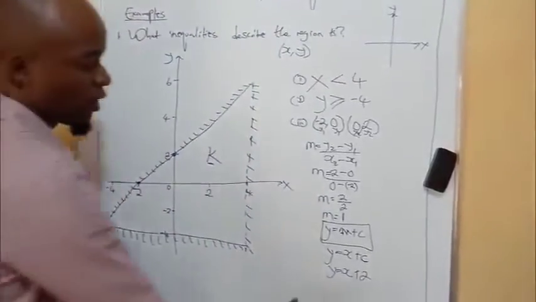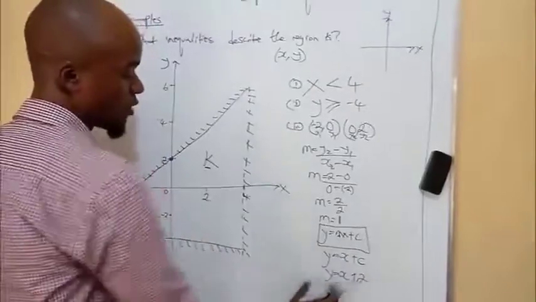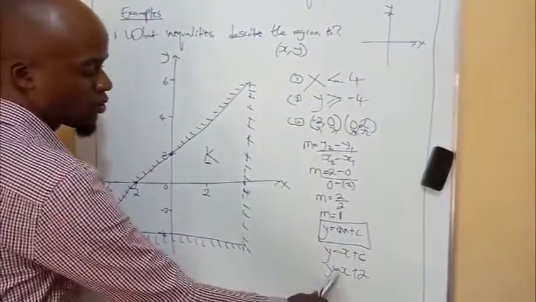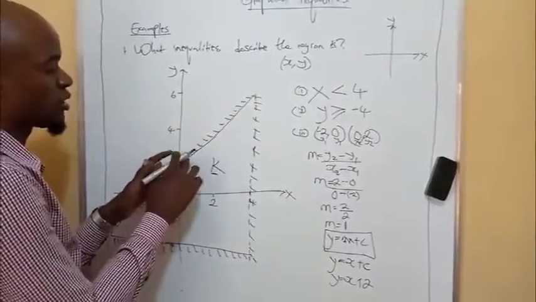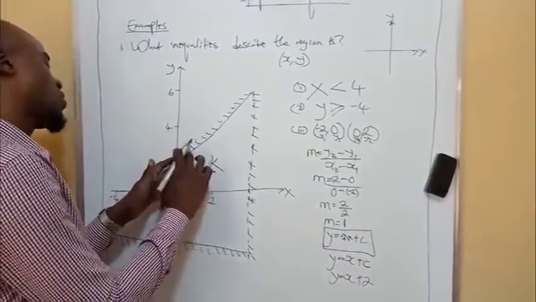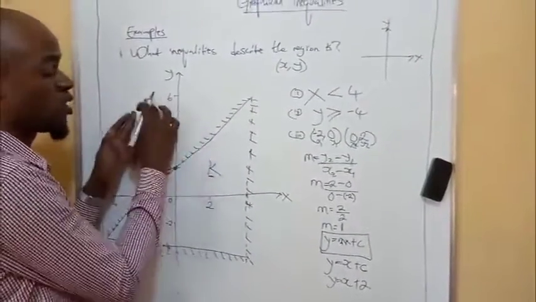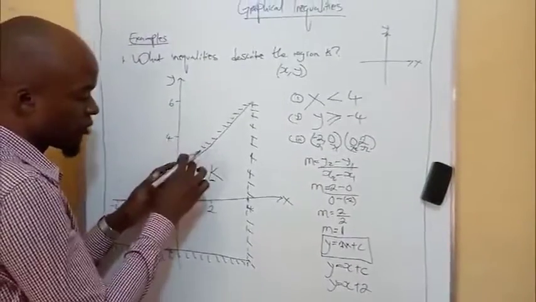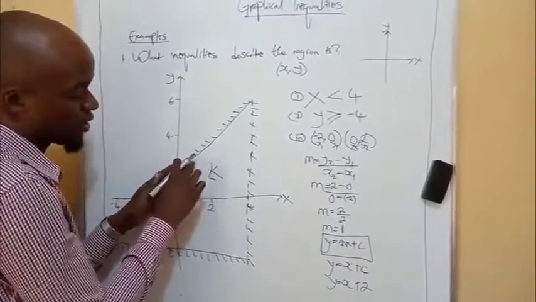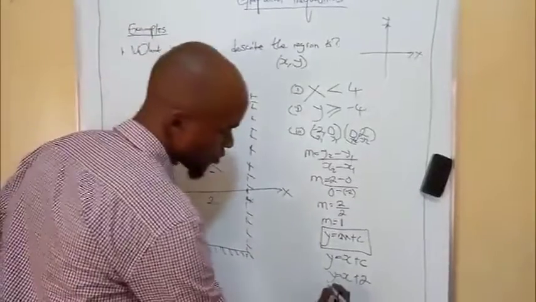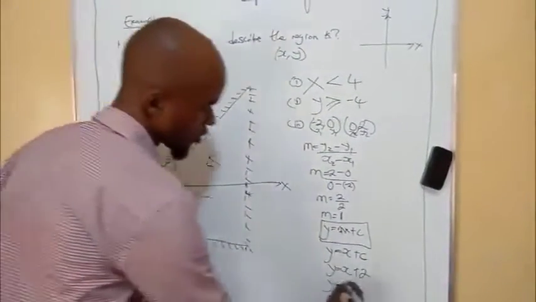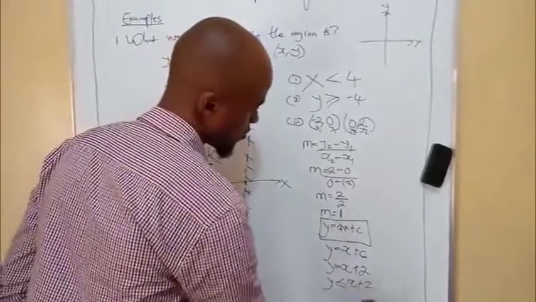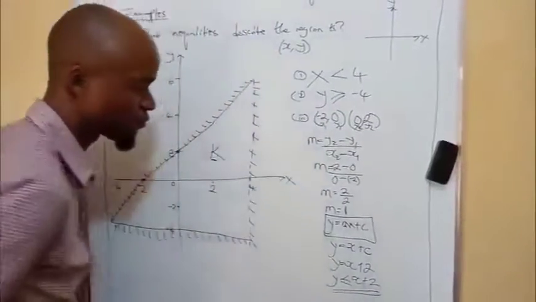This is not your final answer. Your final answer has to have an inequality sign. When you stand here, always stand on your inequality sign. When you are going up, it's greater. But my K is on which side? It's the lesser side. So you're going to put y is less than or equal to, because it's solid, x plus 2. So that's your answer.